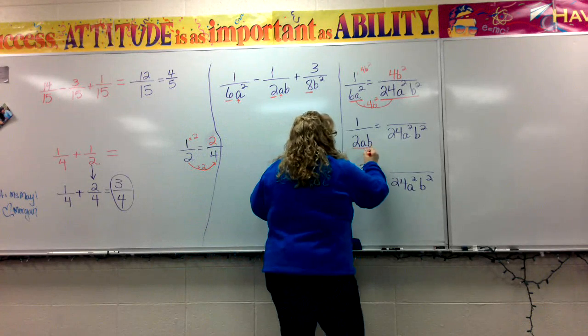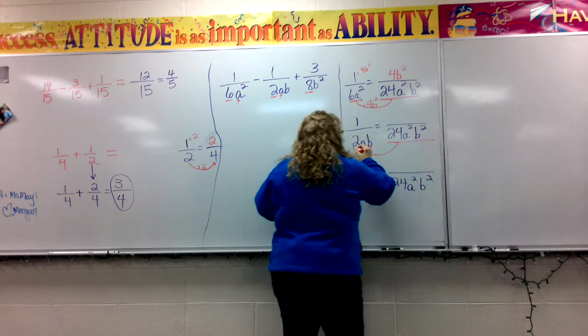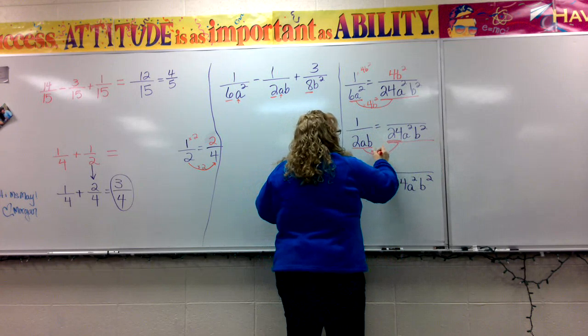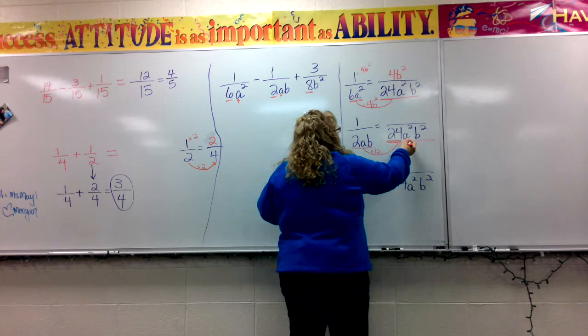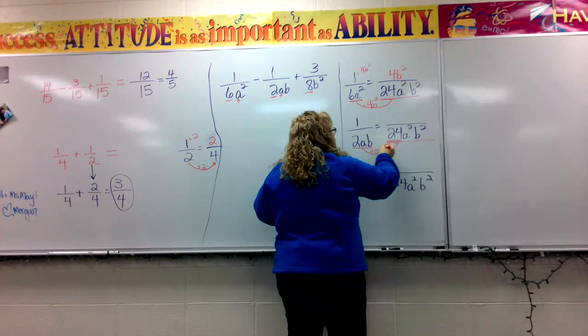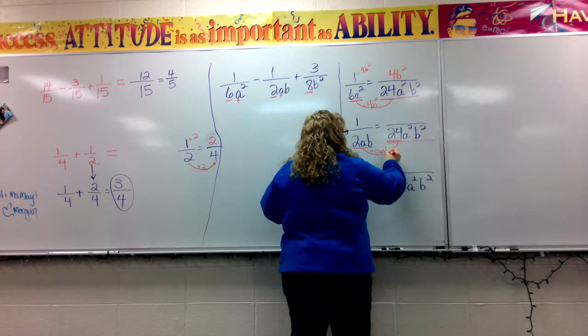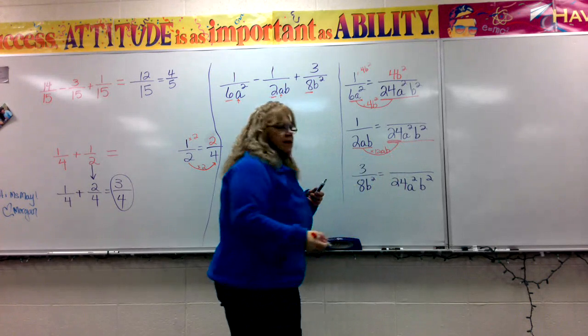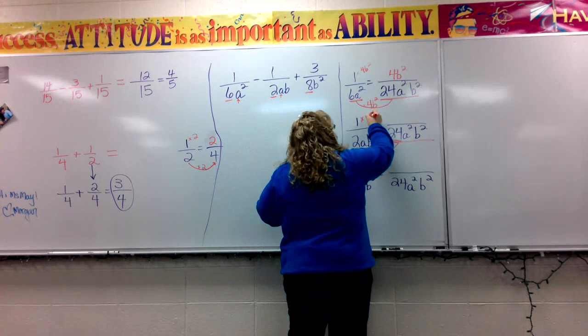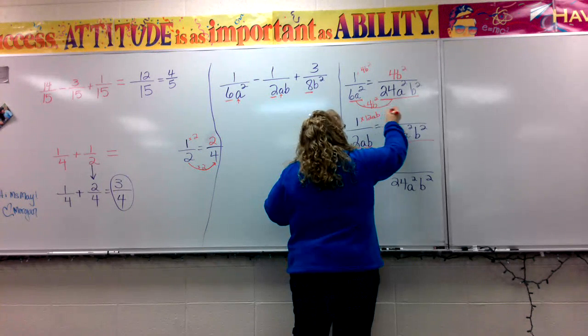How about here? 2 times what is 24? 12. A times what is A squared? 1A. I have one B, but I need 2 of them. So you have to multiply by another B. So I'm multiplying the bottom by 12AB, so I have to multiply the top by 12AB.